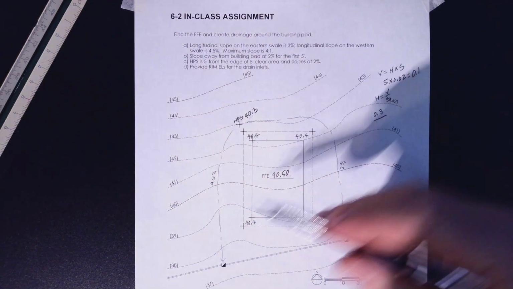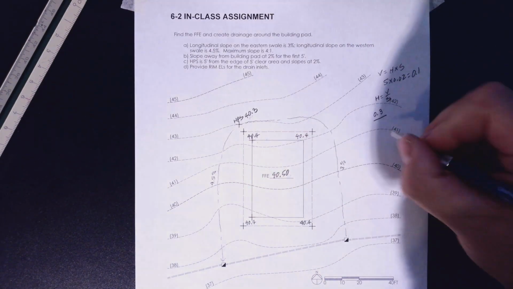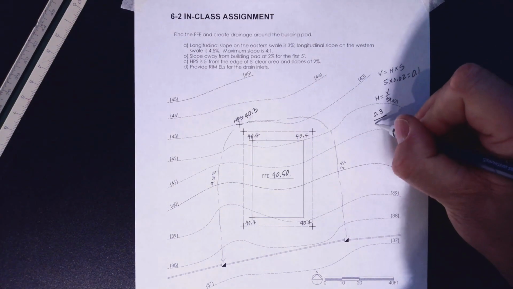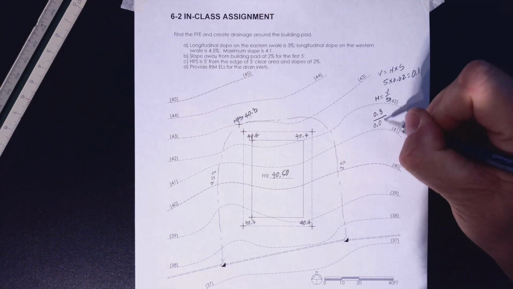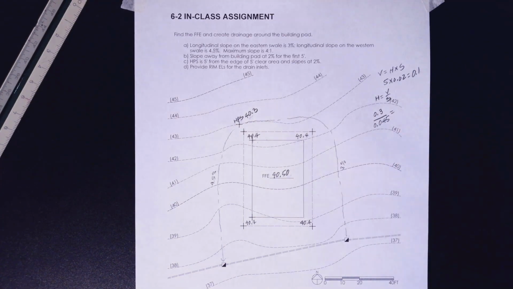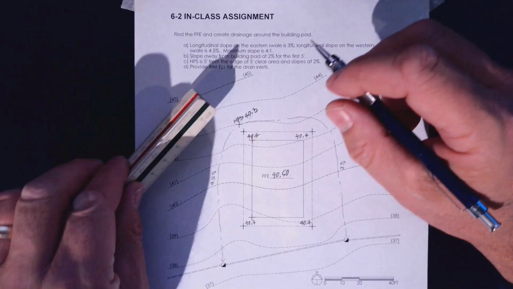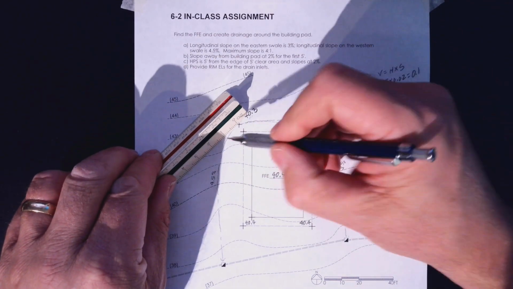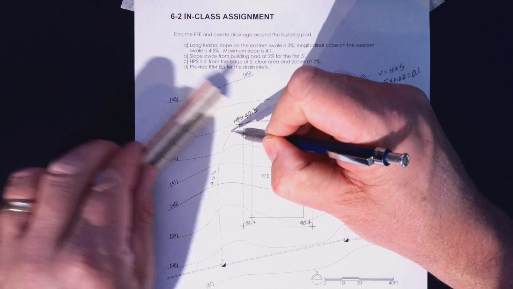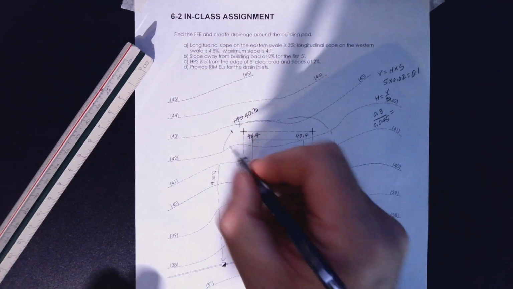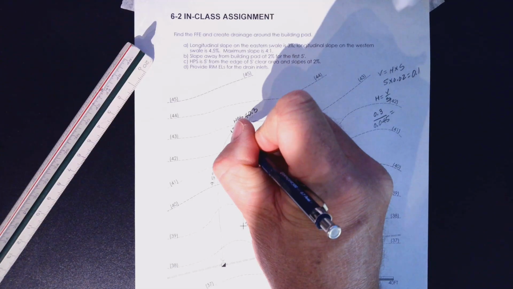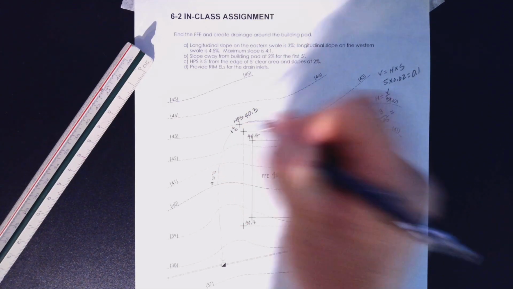So let's figure out 0.3. We've got to go at 4.5%, which is 0.045. So 0.3 divided by 0.045 is 6.66, 6.7. So we'll go 6.7 feet right there. That is contour 40. We'll just write it right here, 40.